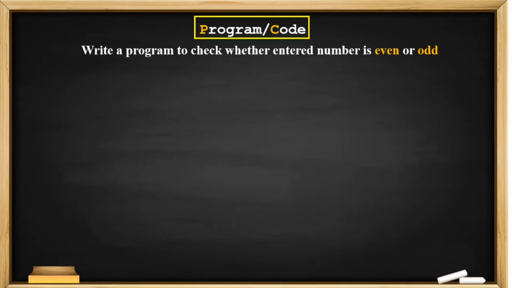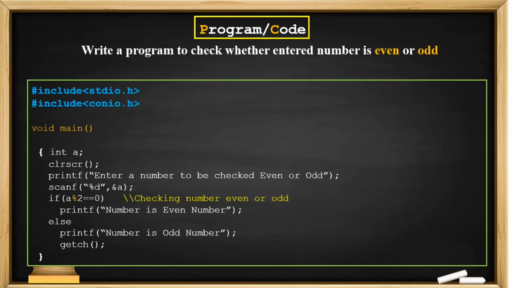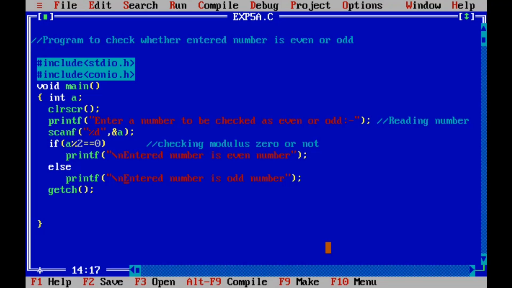Now, here we are going to see actual code in C language to print whether entered number is even or odd. First of all, initialization of standard library files such as stdio.h and conio.h is done. In main function, we read an integer number and store it in a variable a with the help of scanf function. With if condition, we will check whether a mod 2 is equal to 0 or not. If it is equal to 0, then we print a message number is even, else we will print number is odd.